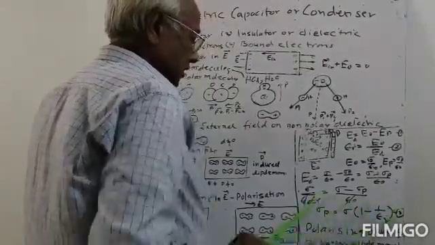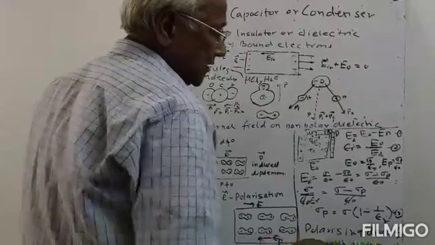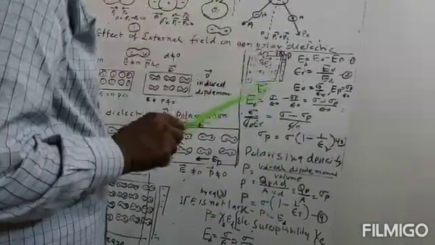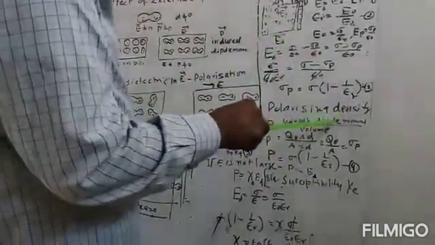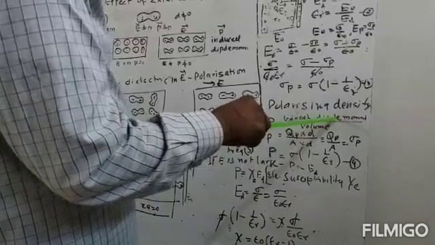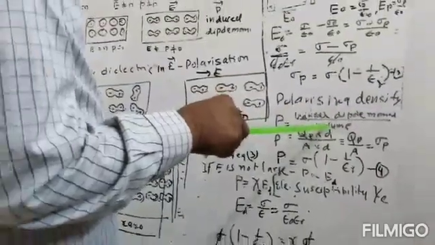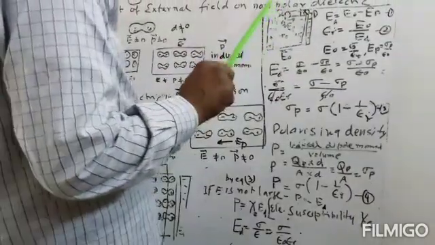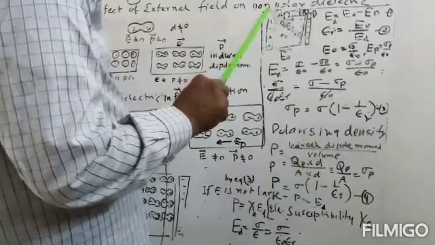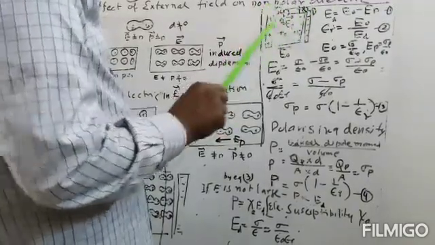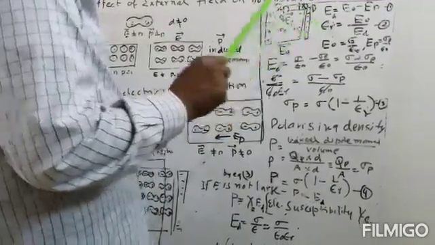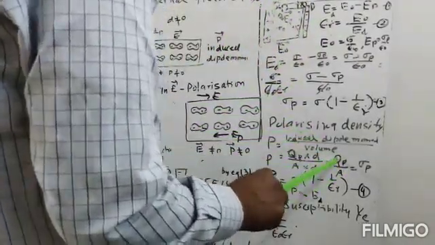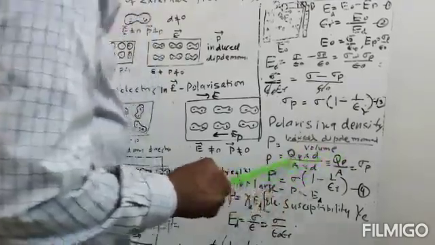This relation is good. Now we will take what is the polarization density. Polarization density is the dipole moment due to the induced polarization divided by the volume. So the induced charge here will be plus q on this side and minus q on this side. This charge will be induced due to the external electric field. So what will be the dipole moment? Dipole moment will be equal to q multiplied by the distance d.